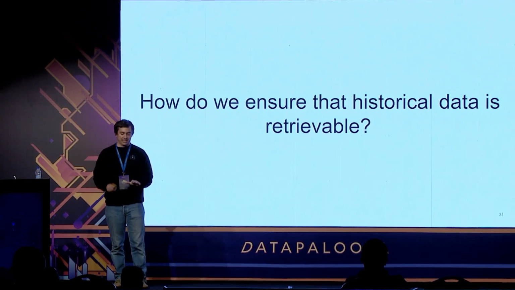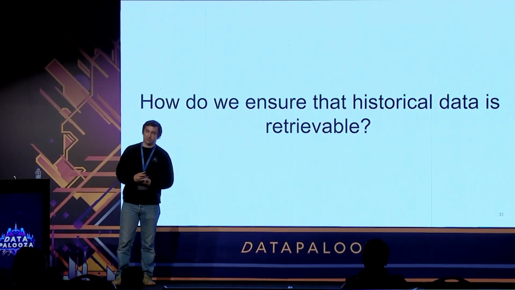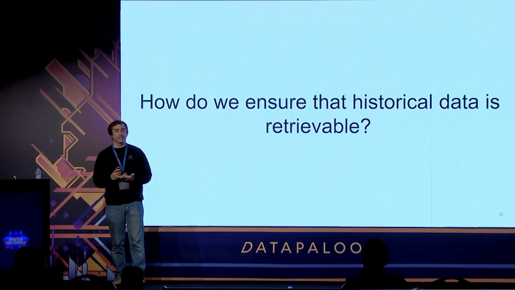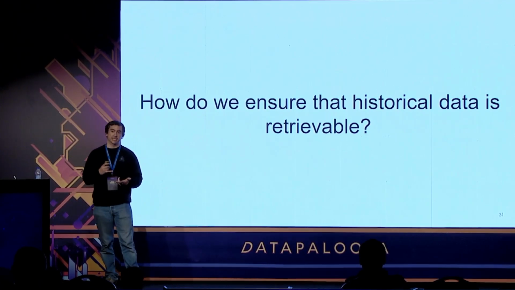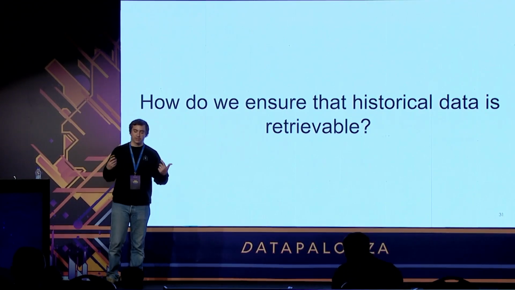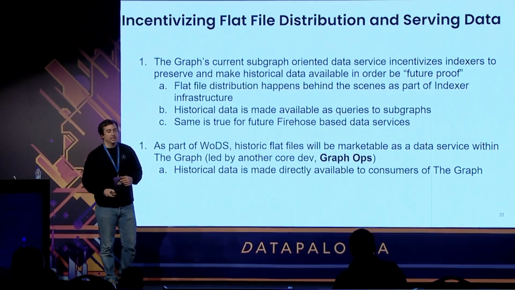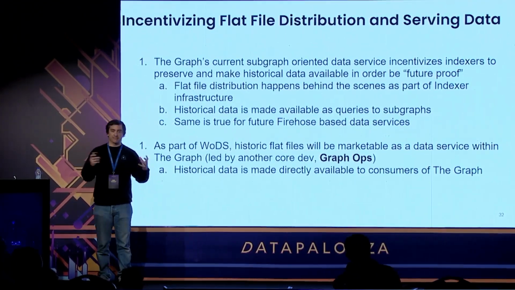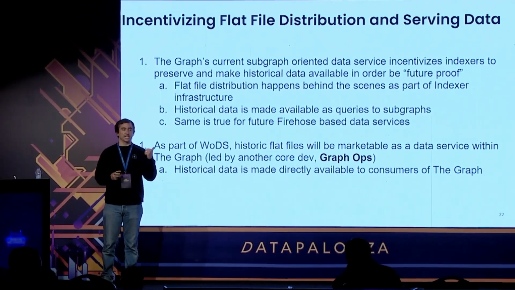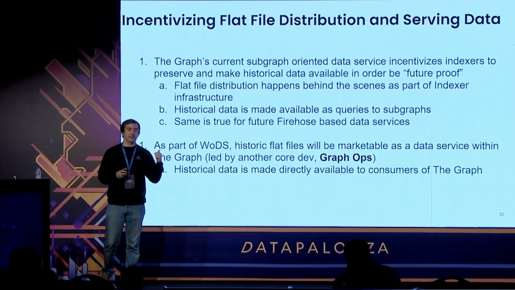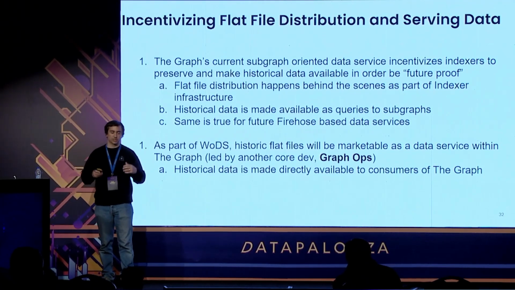So we've talked about flat files. We've shown that they can be shareable. We've shown that they can be verified. And so now the question is, how do we actually ensure that this historical data is retrievable? And so this is where The Graph really comes in. The Graph is an incentivized protocol for serving data. And so what we're talking about here is a way of incentivizing flat file distribution and serving historical data.